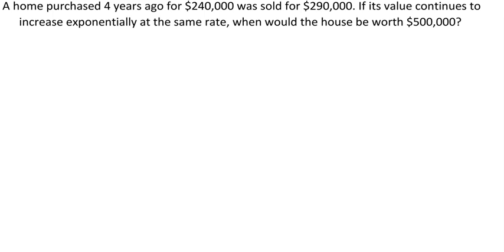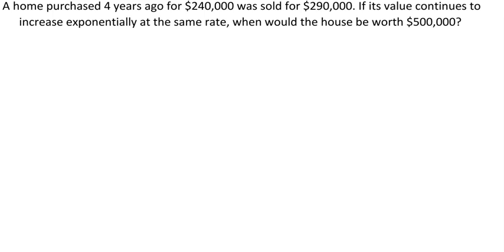I'd like to do one more application problem right now. And the big thing I want to remind you of here is what to do if you're given basically 2 points on the exponential instead of a growth or decay rate. So we're told that a home is purchased 4 years ago for $240,000 and then sold for $290,000. So that's supposed to be now basically. If the value continues to increase exponentially, we want to know when the house would be worth $500,000.